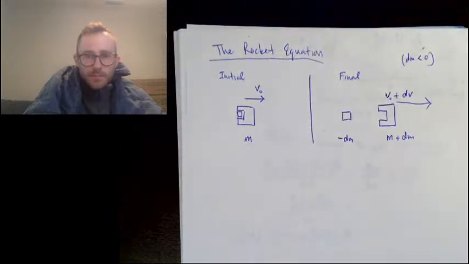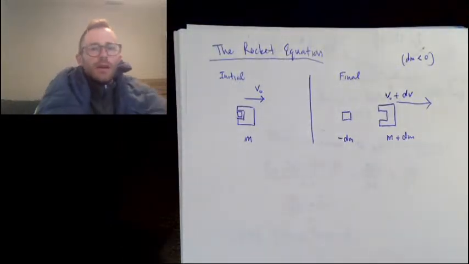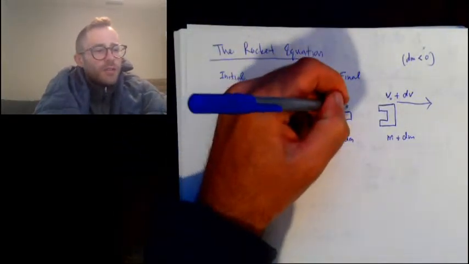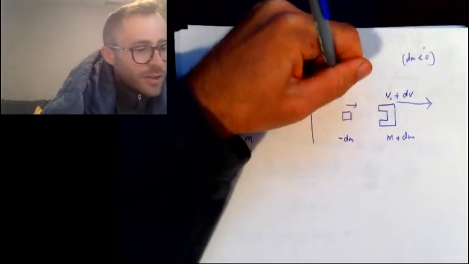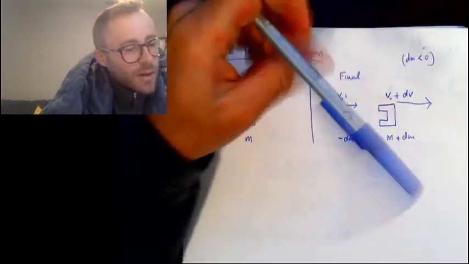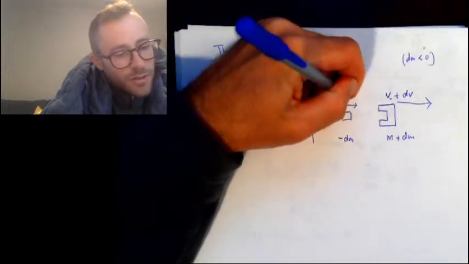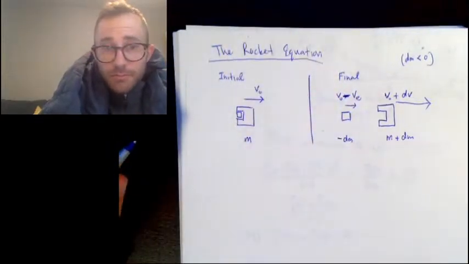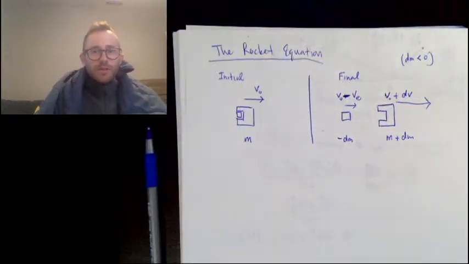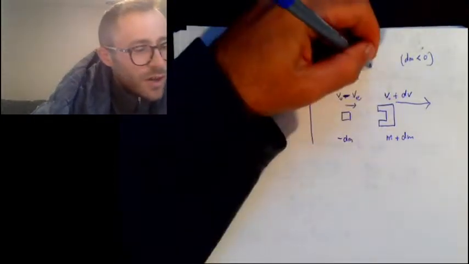Okay. And the velocity is going to be the initial velocity minus whatever the velocity of the exhaust is. Okay. So for example, this is the velocity of the exhaust.